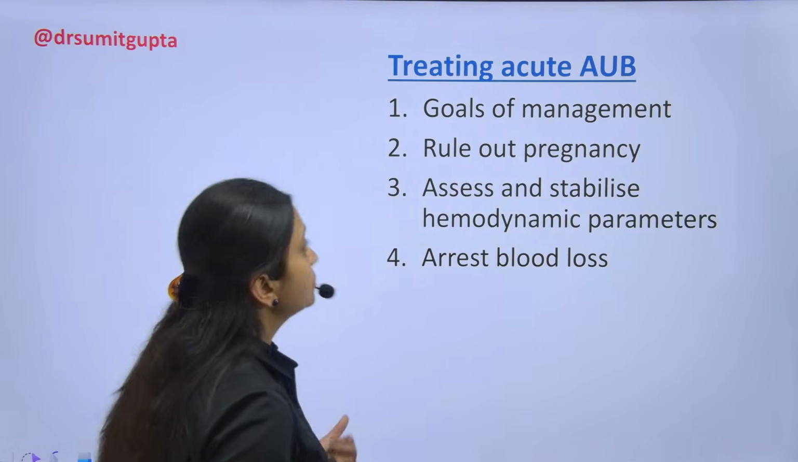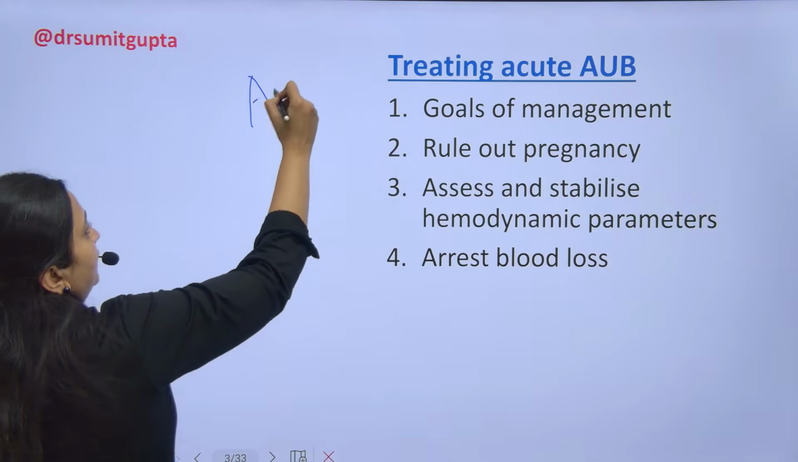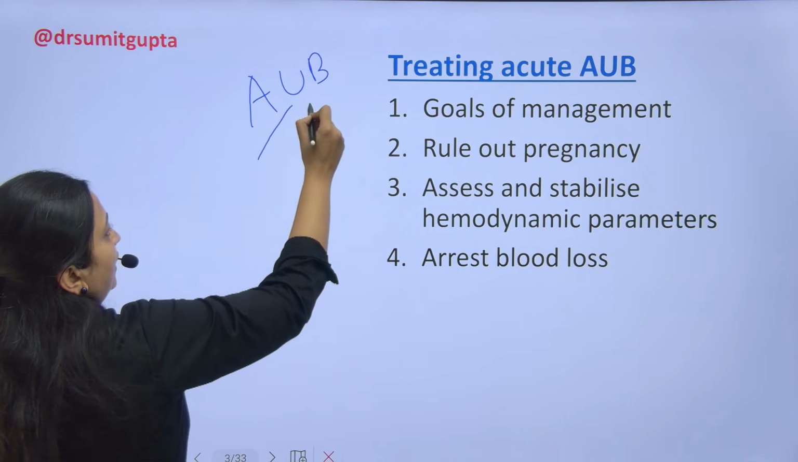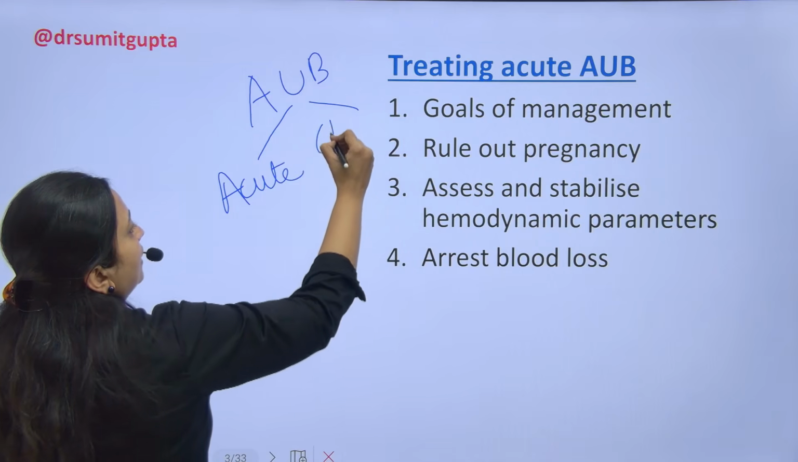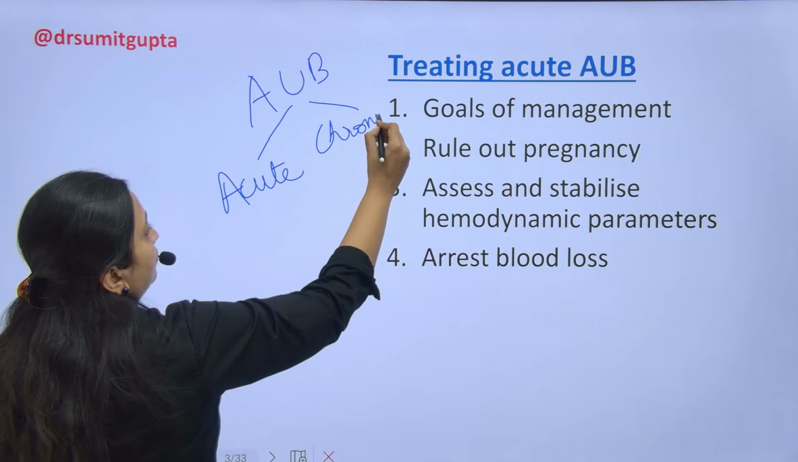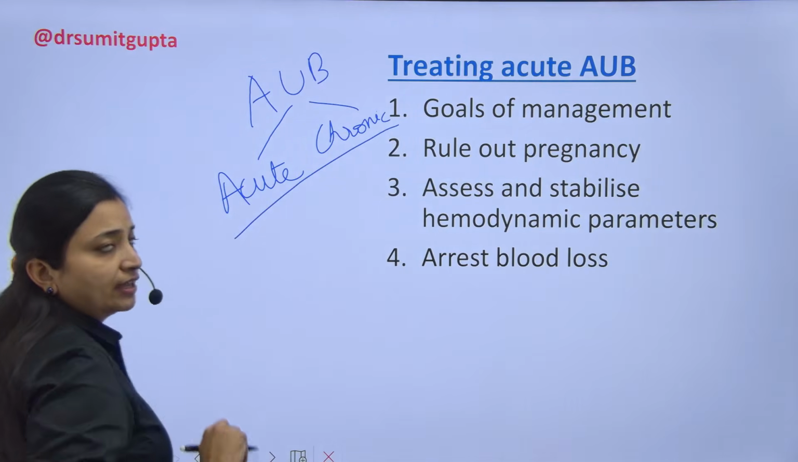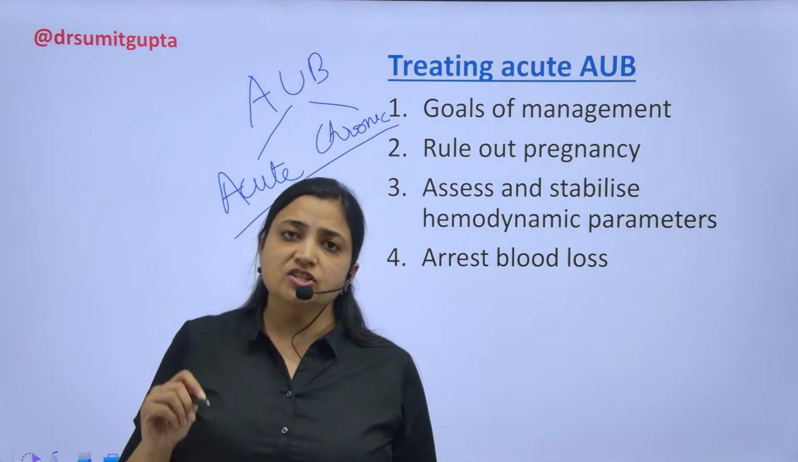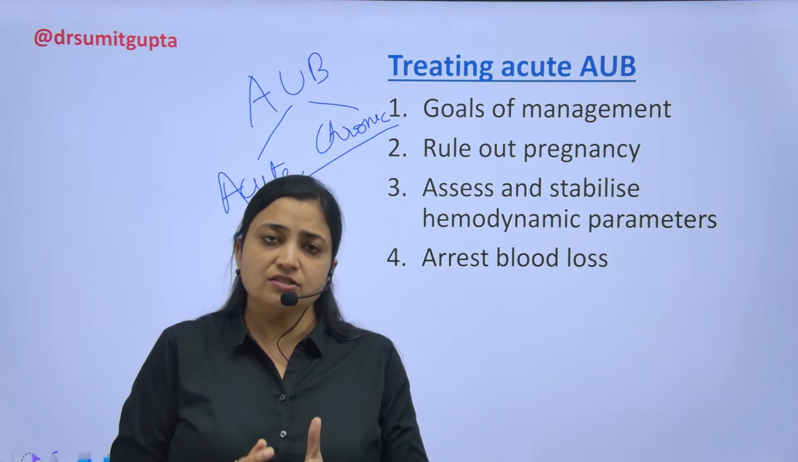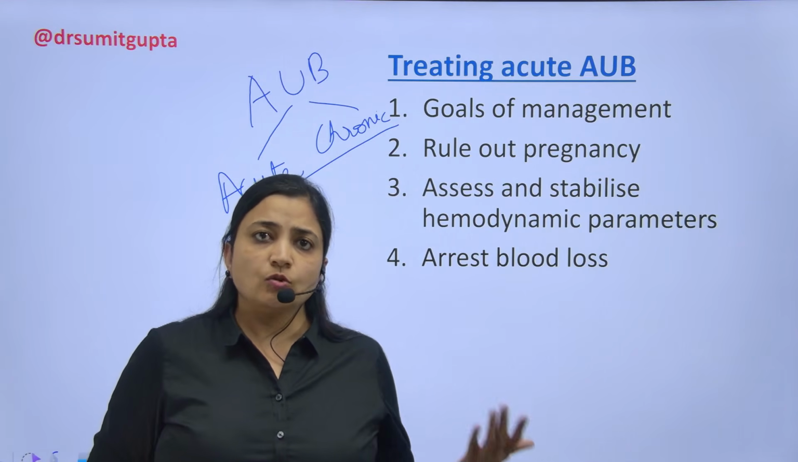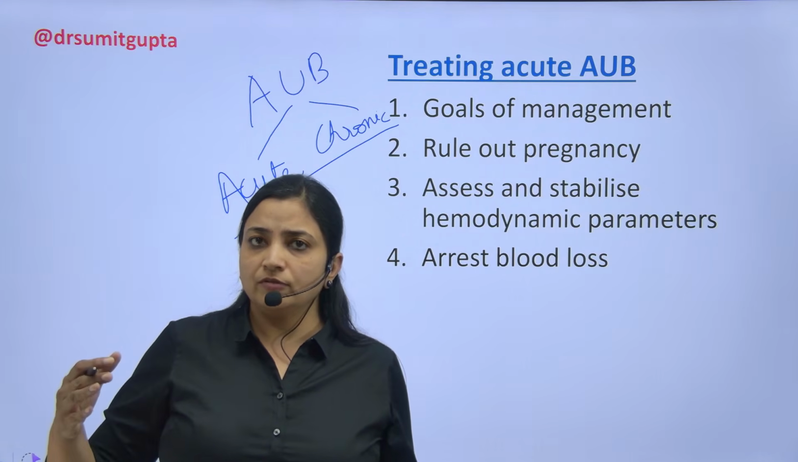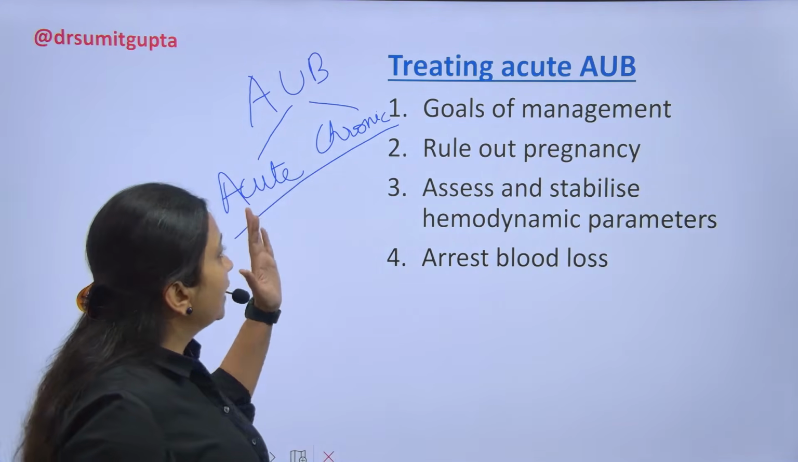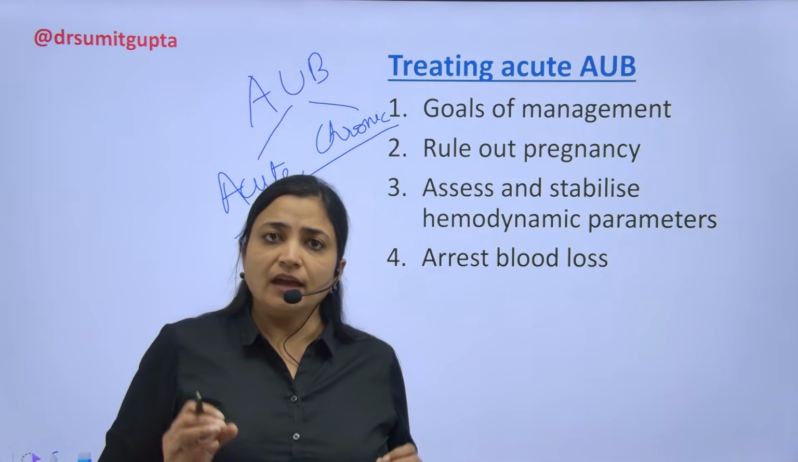Now we also discussed that AUB can be divided into acute and chronic. Acute meant bleeding of such a severity that the patient needed immediate admission and immediate arrest of blood loss, whereas chronic was any bleeding of more than 6 months duration, which is over a long period of time. So acute AUB is mostly an emergency.